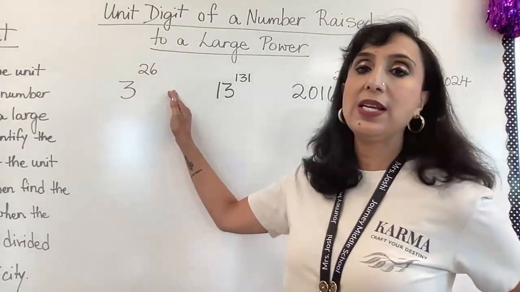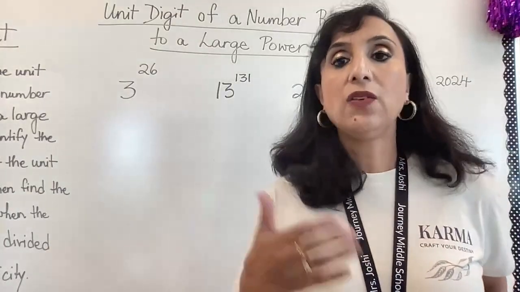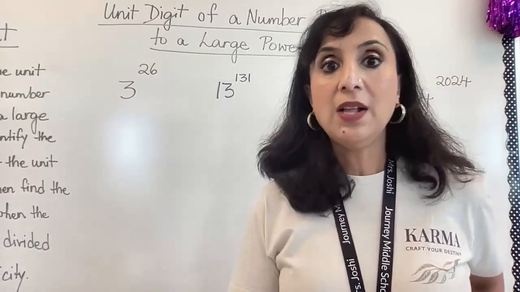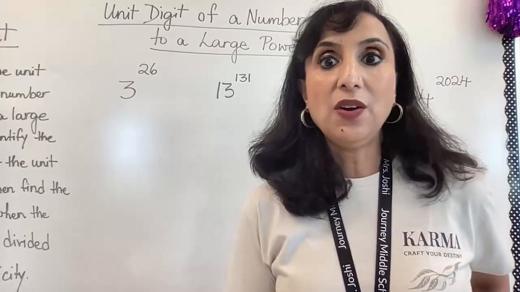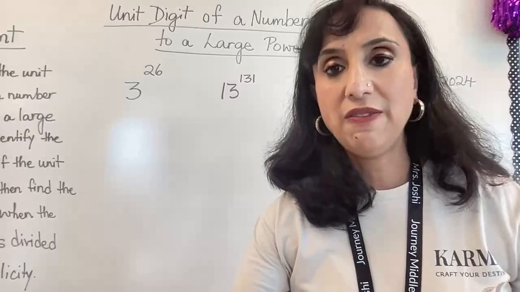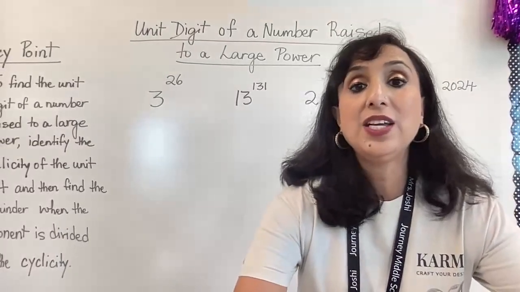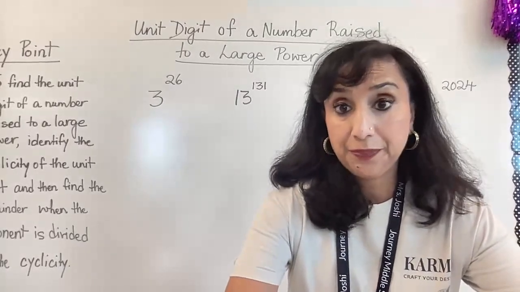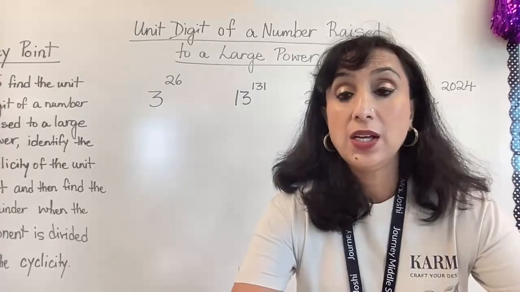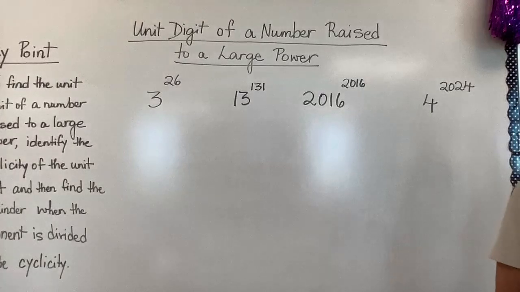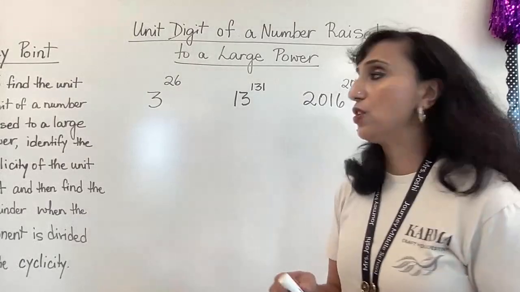And 3 to the 26th power means what? 3 times 3 times 3 times 3 times 3, and that goes on 26 times, right? But we are not going to do that because it's just going to take forever. All it's asking is, what is the units digit of a number? So we're talking about the ones place value, which is at the end, okay? So let's look at 3 to the 26th power, and I'm going to show you the visual.